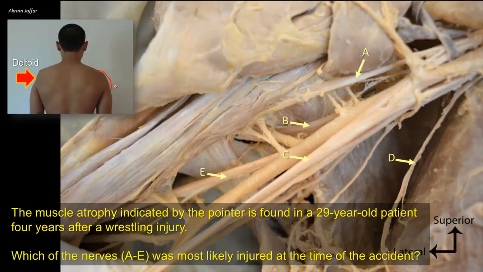That's why this contour can also be lost when the shoulder dislocates. However, in this case, there is no dislocation of the shoulder, but there is atrophy of the muscle itself. Since the deltoid is supplied by the axillary nerve, this is the nerve that is most likely injured. Now let's look to find the axillary nerve in the dissection.